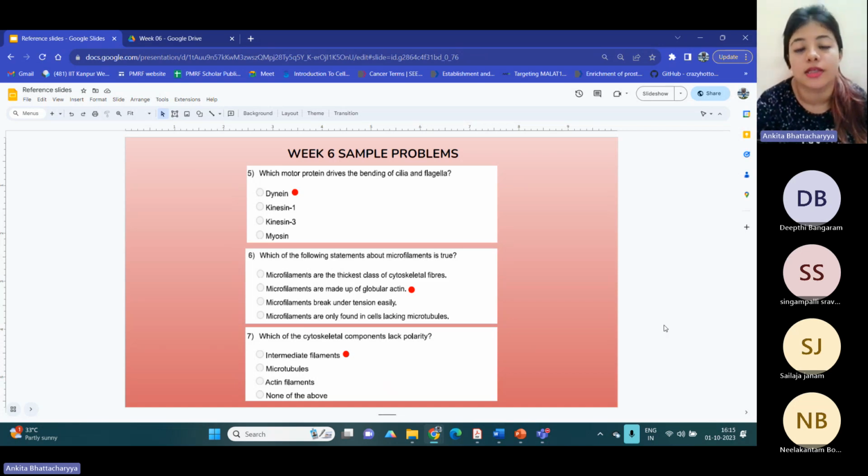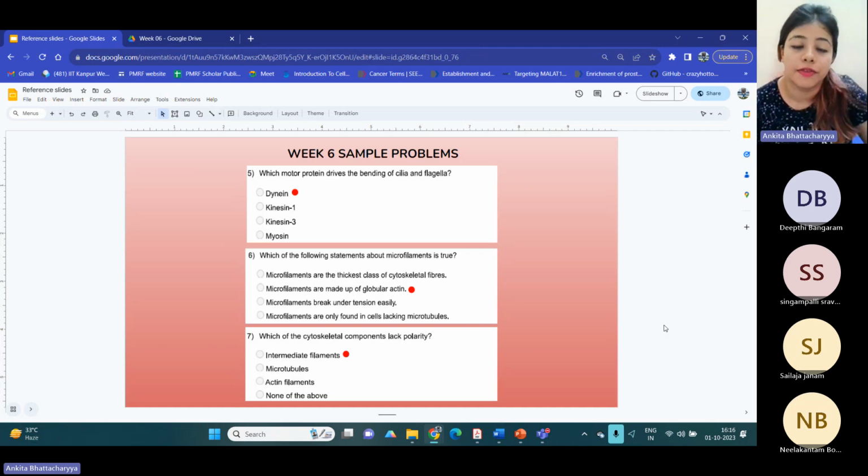Then in question 6, we're being asked which of the following statements about microfilaments is true. Microfilaments are the thickest class of cytoskeletal fibers? No. Microfilaments are made up of globular actin. Yes. They break under tension easily? No. And they are found in cells that lack microtubules? Also not true. So the only correct option here is option B, that they are made up of globular actin.